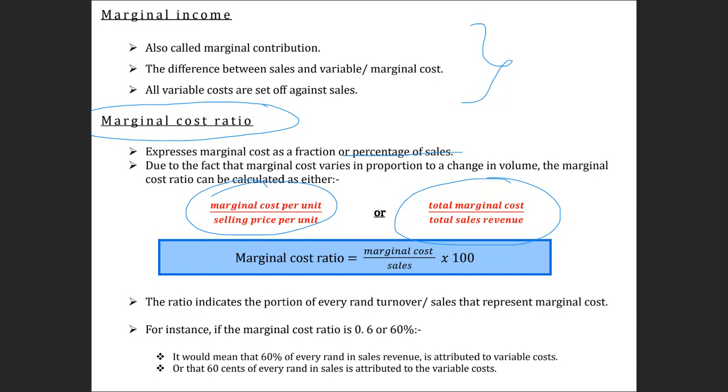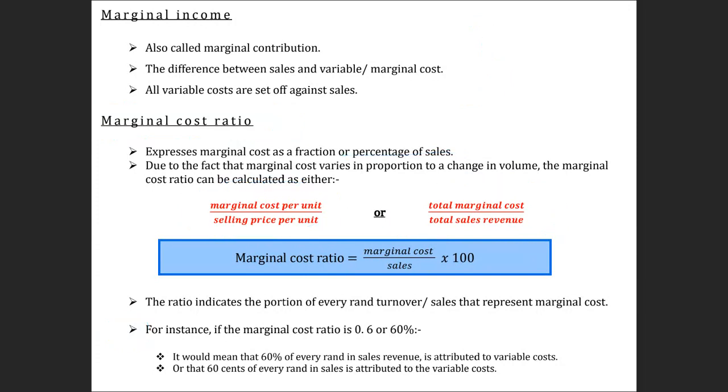So let's suppose we calculated this marginal cost ratio and we had an answer of, you'll see here at the bottom, 0.6, or as a percentage, 60%. What that would mean is that 60 cents of every rand, or 60% of your total turnover, is allocated to your variable costs. So 60 cents of every rand worth of sales is attributed to your variable costs.